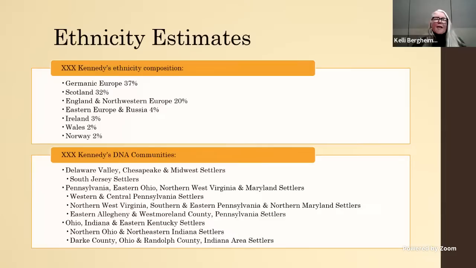And then I look at those DNA communities that Ancestry gives us and I type those out as well. And I recognize some right away. We have connections to Ohio. If you look down at the very bottom, you see Darke County, Ohio there. That's our common grandmother that we have from Darke County, Ohio. So typing those things out sometimes will really cement those in your mind.